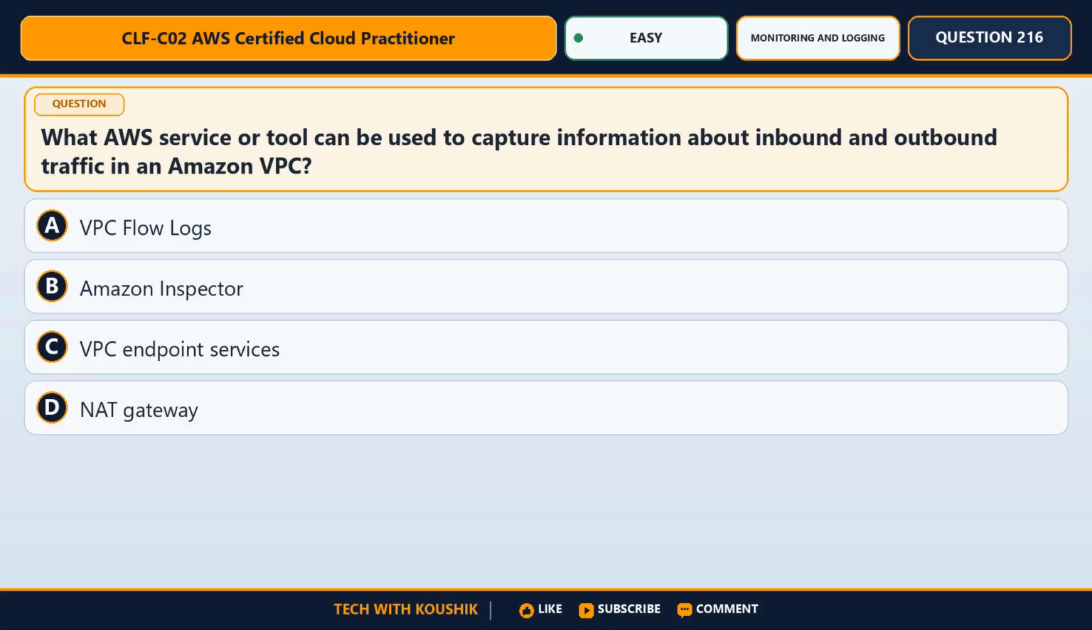Question number 216. What AWS service or tool can be used to capture information about inbound and outbound traffic in an Amazon VPC? Option A, VPC flow logs. Option B, Amazon Inspector. Option C, VPC endpoint services. Option D, NAT Gateway.